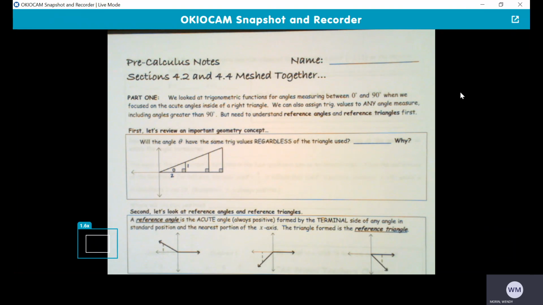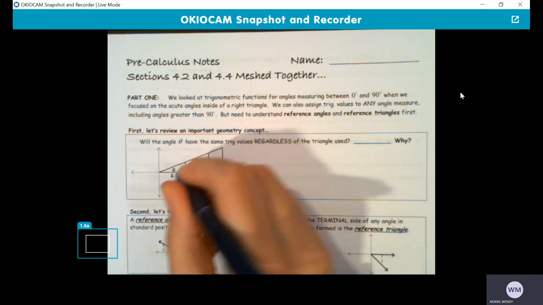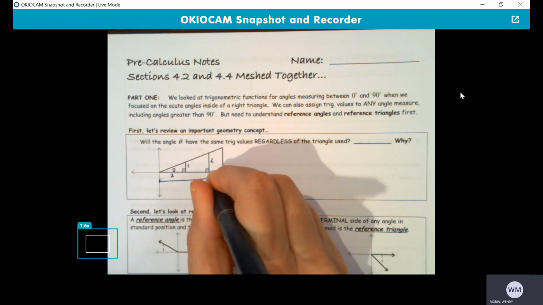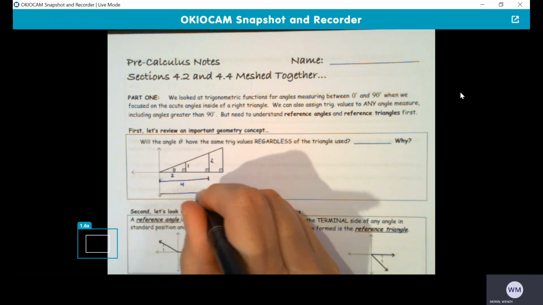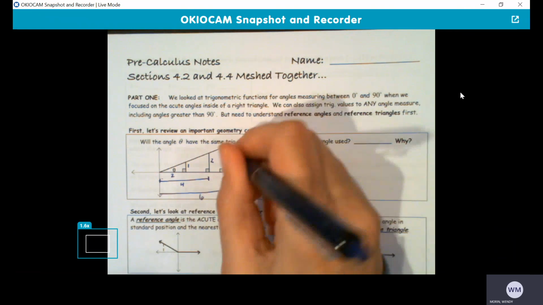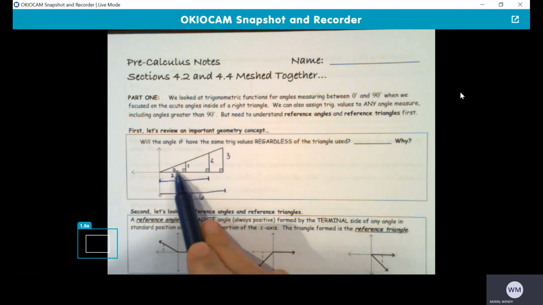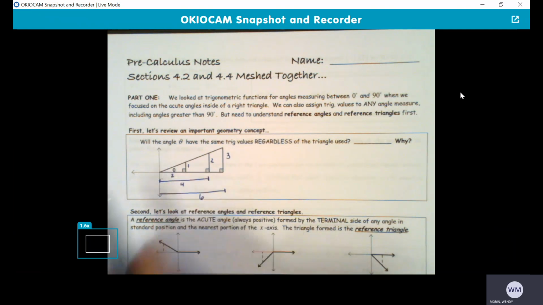And let's say that we magnify the sides and we make this 2. So from here to here, let's call that 4. Or if we make it bigger and we say this large triangle here has a side of 6 and this has a side of 3. So we have 3 different triangles. We have 1:2, 2:4, 3:6. Will the angle have the same trig values? And the answer is yes.